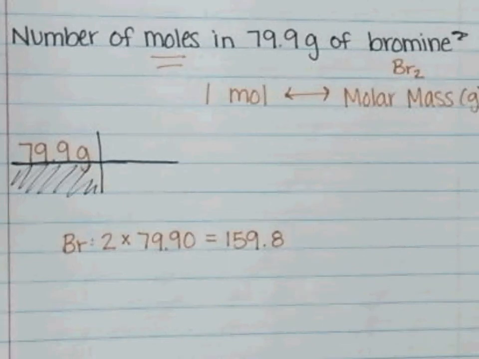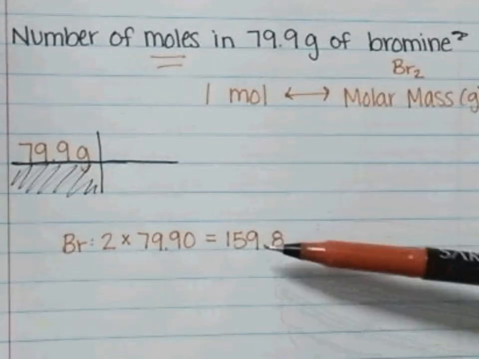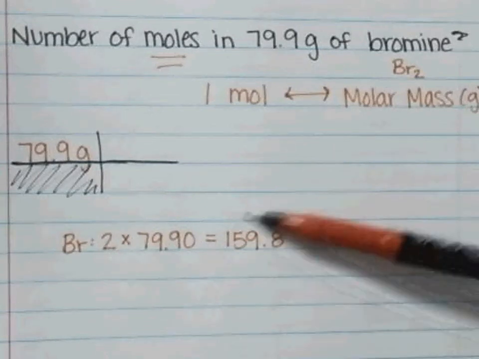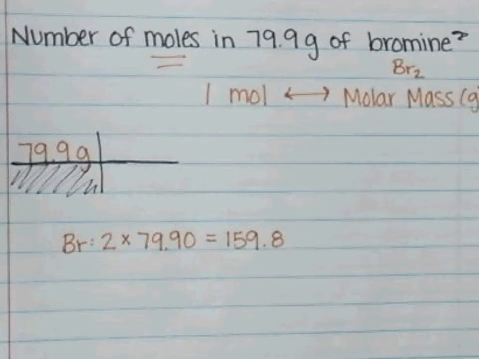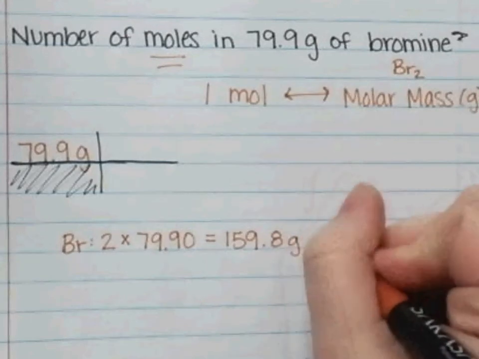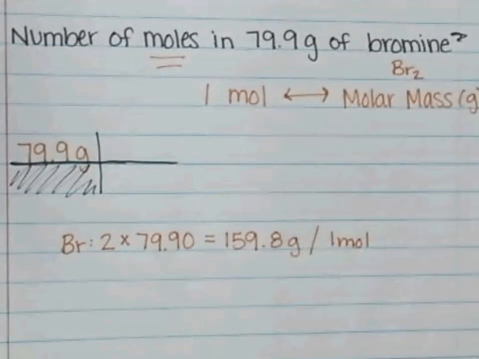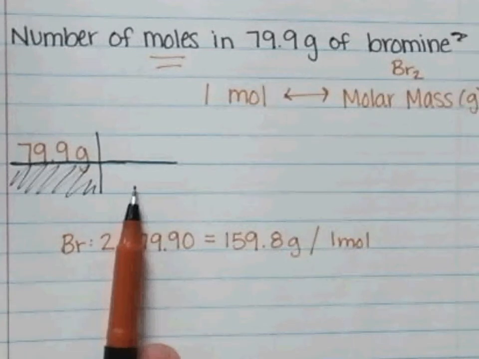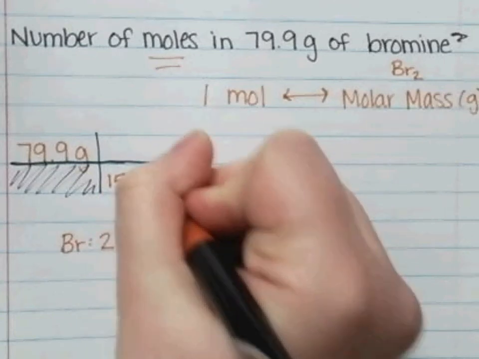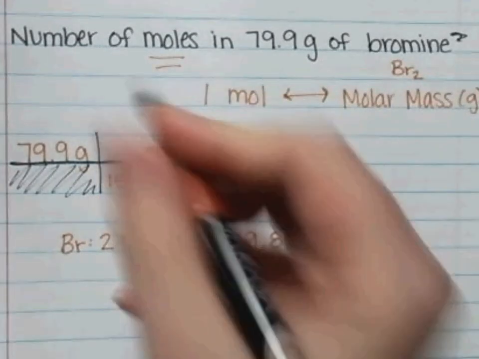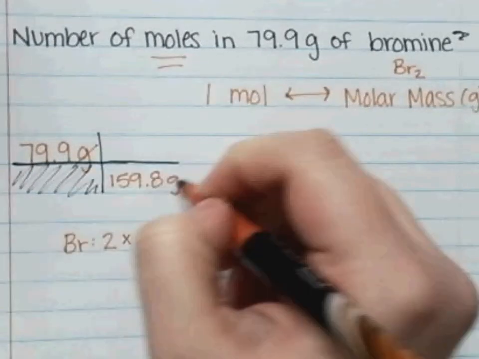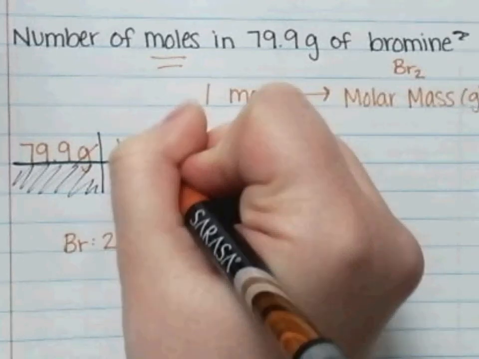I'm going to multiply that by the atomic mass that's on my periodic table. Bromine is over here, atomic number 35. And I see that the atomic mass is 79.90. So I'm going to take 2 times 79.90. All right. I'm going to plug that into my calculator. And you should get 159.8.